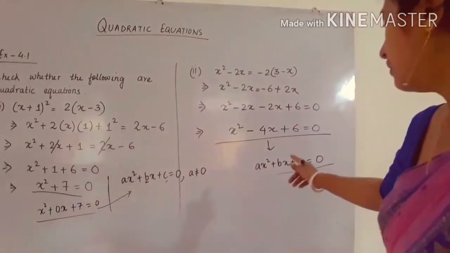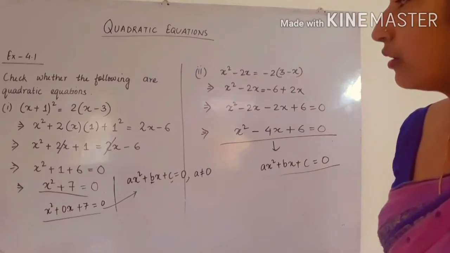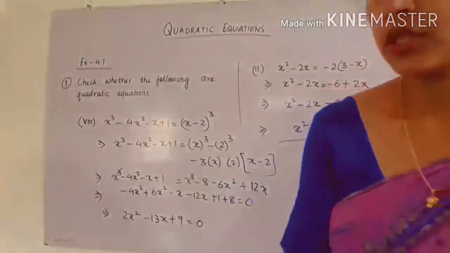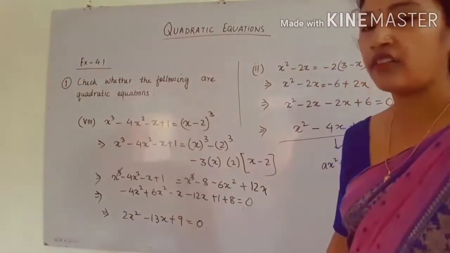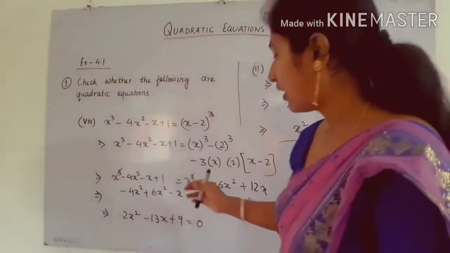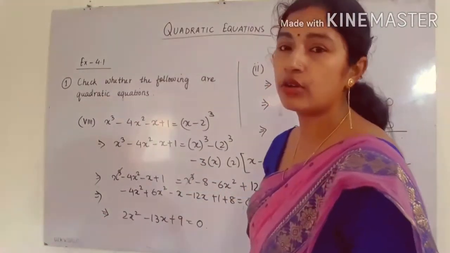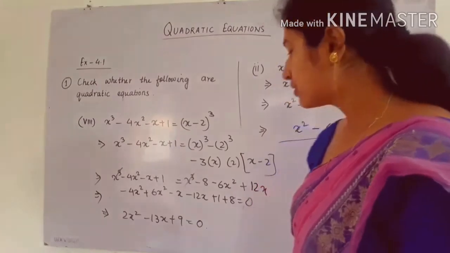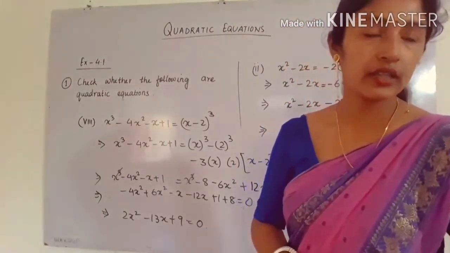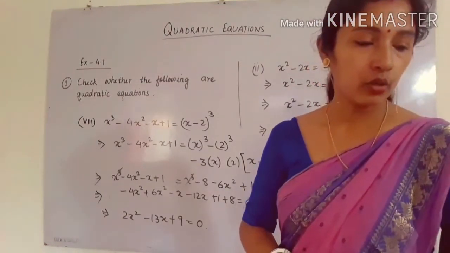A, B, C are what? Real values. So here also A, B, C have real values. Okay, come to the next one, question number 1-8. After simplifying, I got the final answer as 2x square minus 13x plus 9 equal to 0. So this is also a quadratic equation. Like that there are many questions in question number 1, so try to do them.